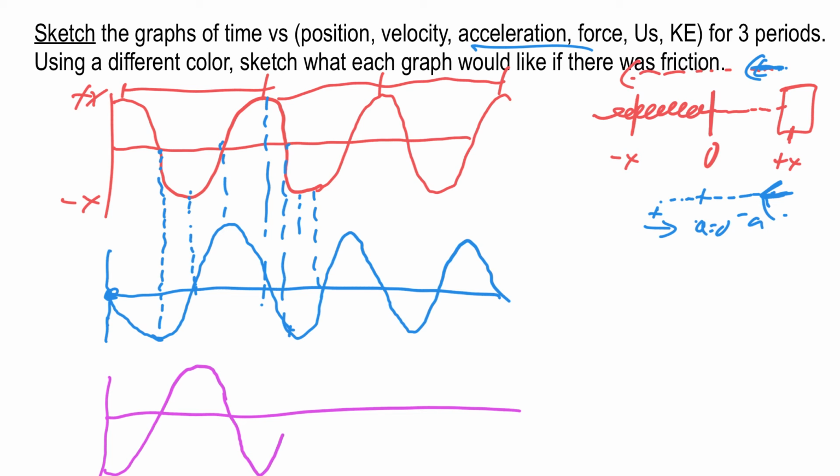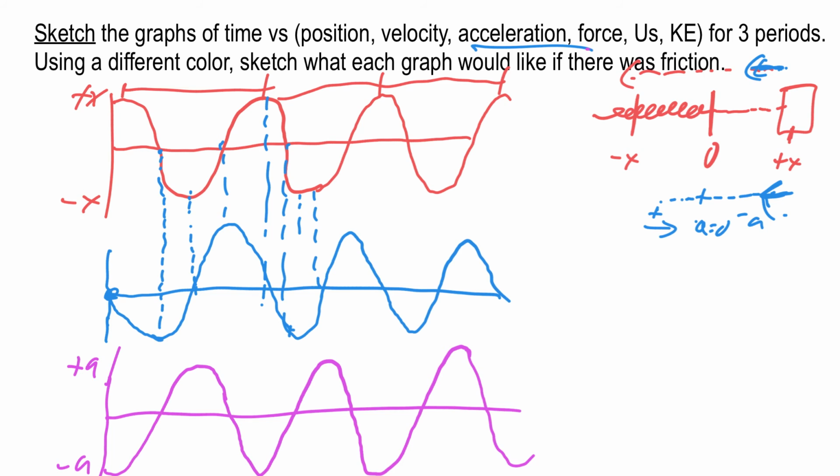So let's try to model this as best we can. It is 0 at the same time that x is 0, but its peaks are just opposite. In other words, when it's negative, this is our negative a, this is our positive a, those are going to be opposite.